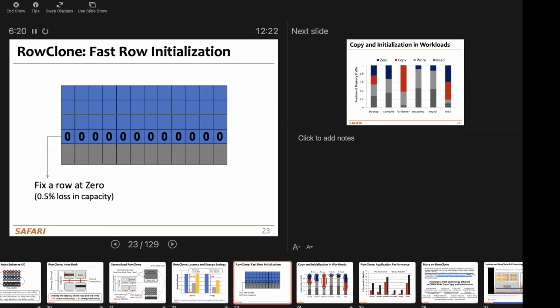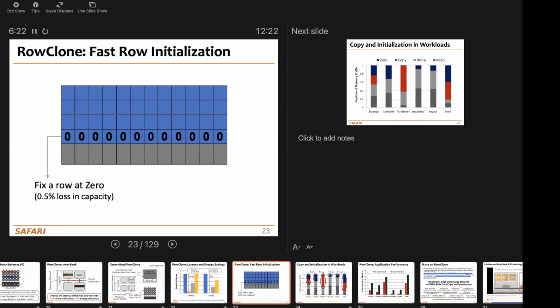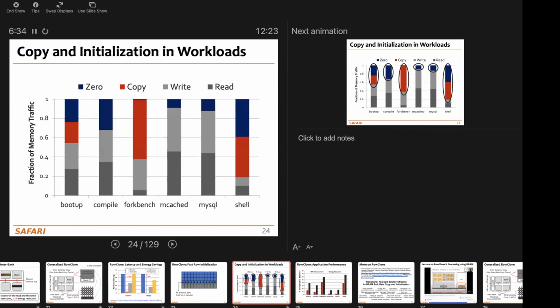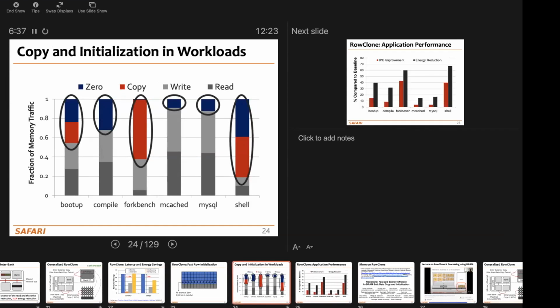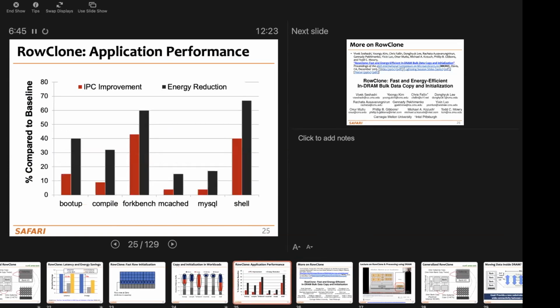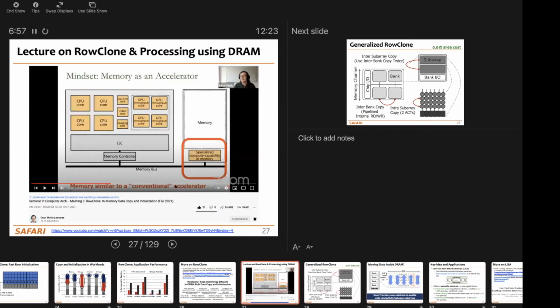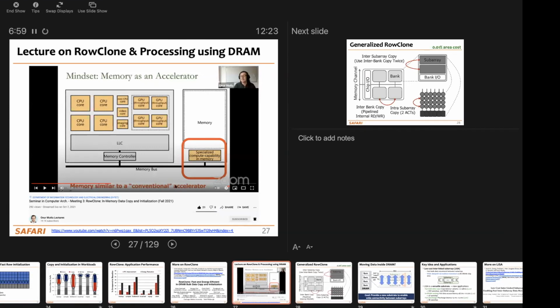RowClone can also be used for initialization. You just need to reserve some rows for the values that you want to use to initialize, like for example, a row of all zeros. That is a very small loss in terms of capacity, and initialization as well as copy are frequently used in some important applications like the ones on the slide. And for those applications, we can see quite interesting end-to-end performance improvements and energy reductions. You can check more details in the paper or also in some of Onur's lectures, like for example, this one.